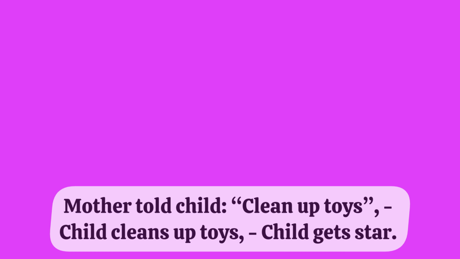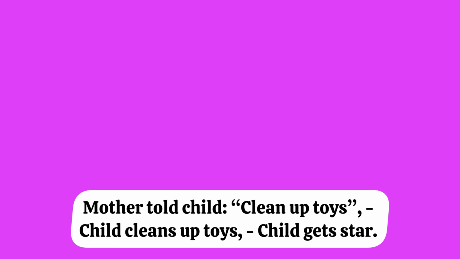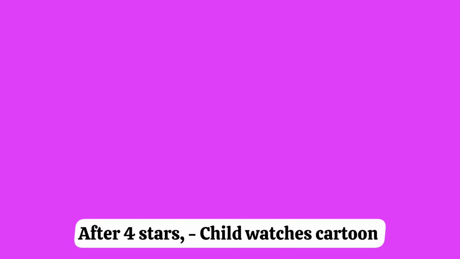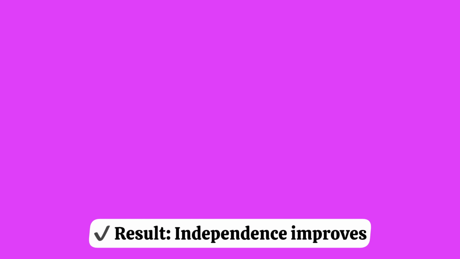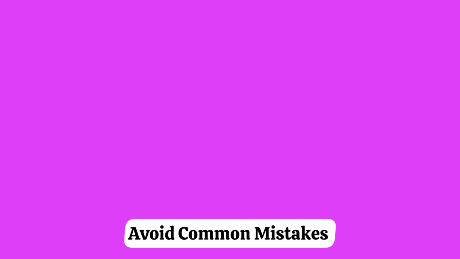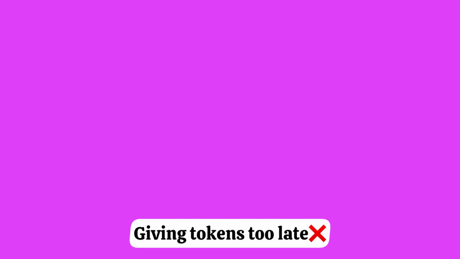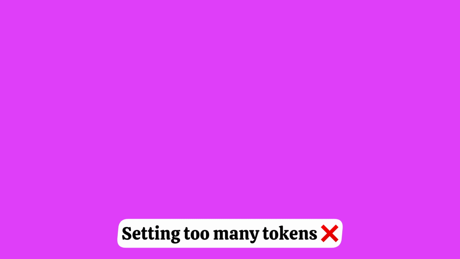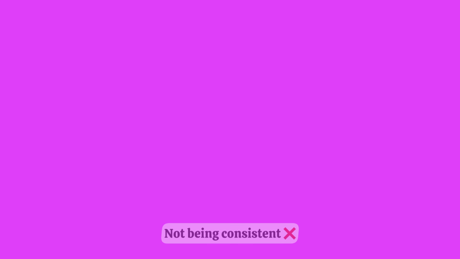Example 3. At-home routine. Mother told child, "Clean up toys," child cleans up toys, child gets star. After 4 stars, child watches cartoon. Result: independence improves. Avoid common mistakes. Giving tokens too late. Using weak reward. Setting too many tokens. Not being consistent. Not explaining the system. Consistency is key.